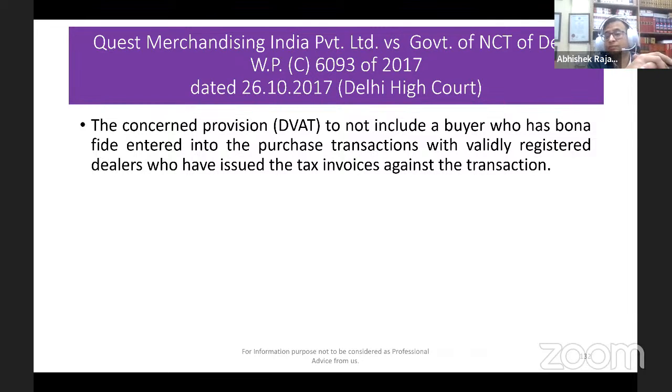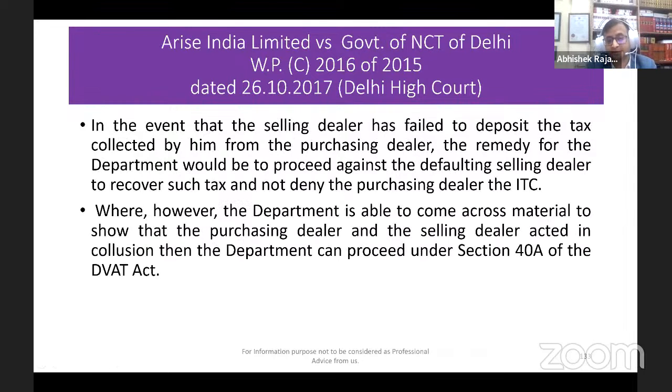Delhi High Court said no. ITC would be allowed as per the tax invoices. Either you prove connivance and collusion or you allow them ITC. If you want to deny them ITC, you have to investigate each and every case. You have to prove collusion and connivance, then only you can reject the ITC. Arise India: they said that you should try to recover money from the selling dealer, not from the purchasing dealer who is not at any fault.